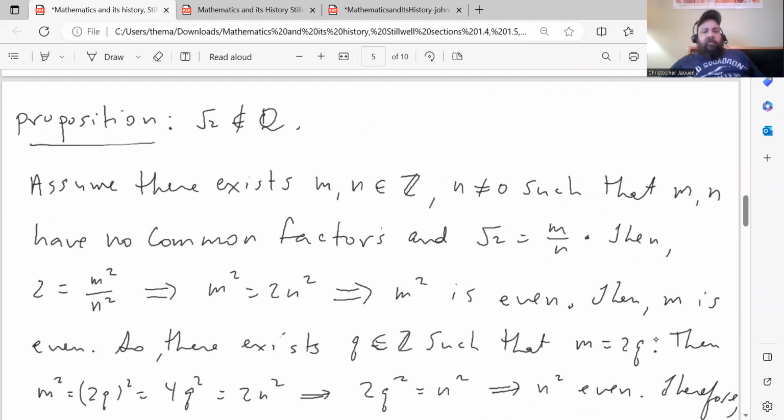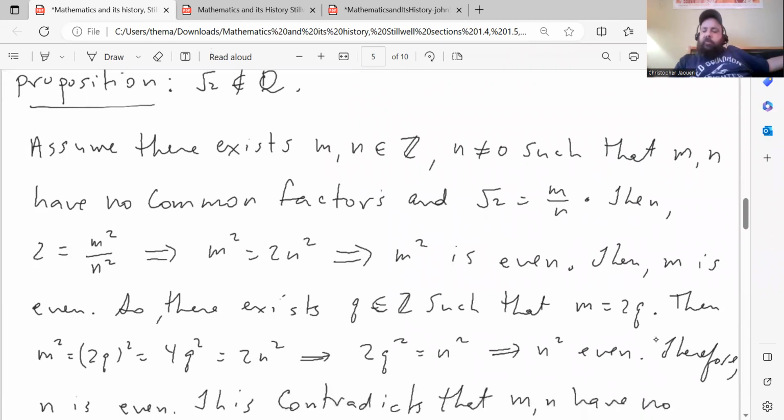You might have seen this proof before, is what I'm trying to get at. So anyway, here's the proposition: square root 2 is not rational. All right. So here it is. We do this by a proof by contradiction.